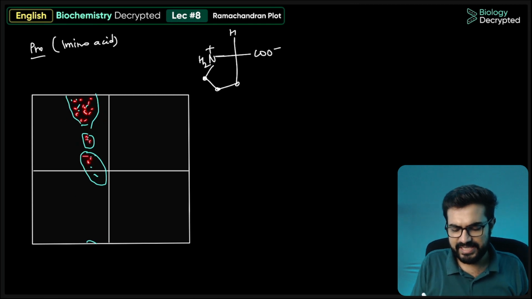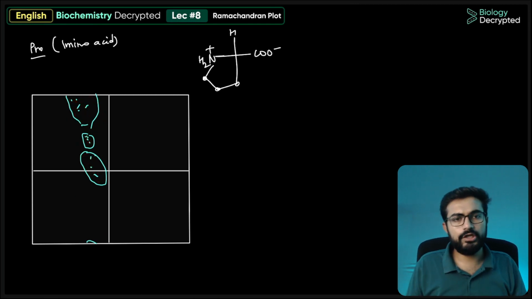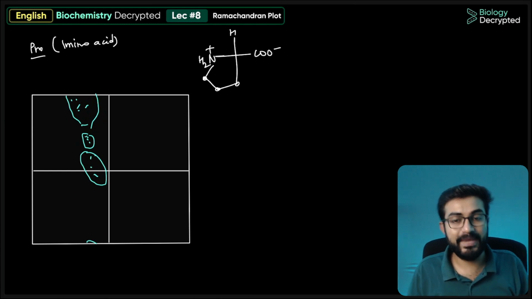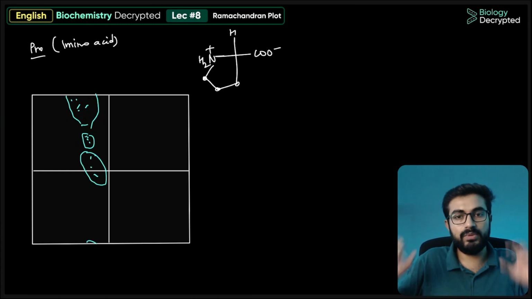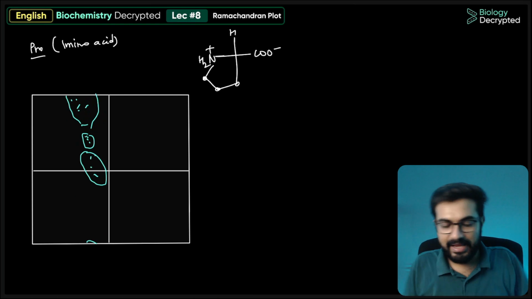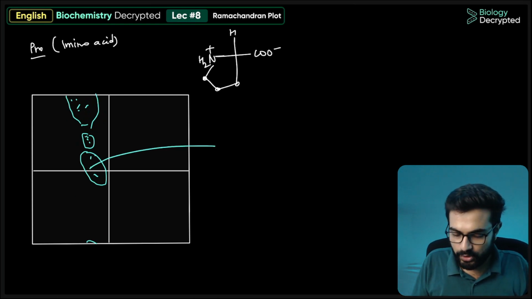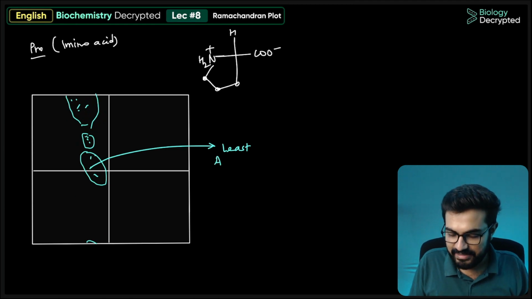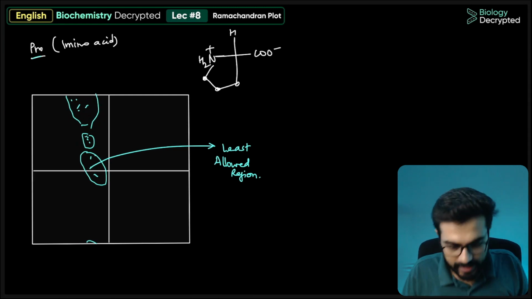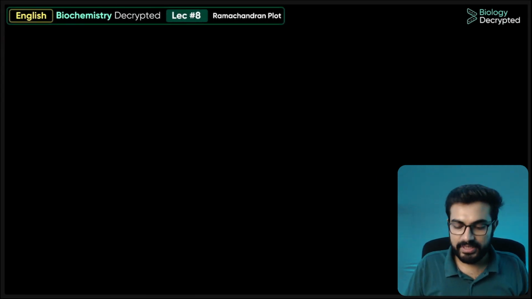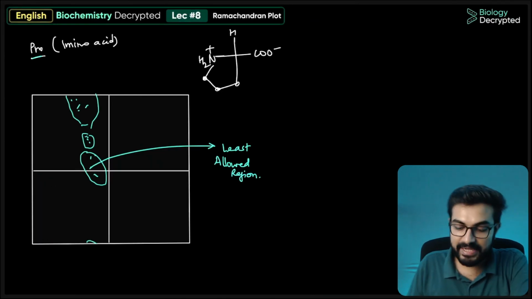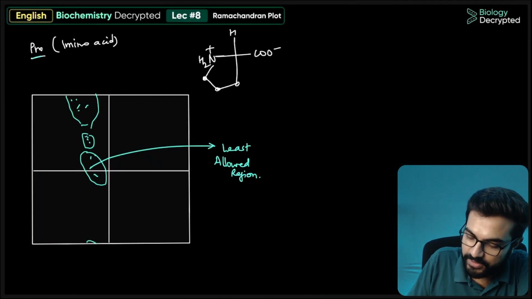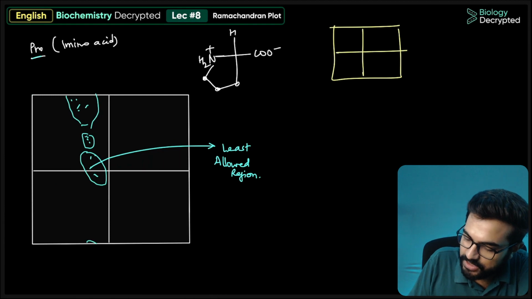But whatever the case may be, that would lead to some of the possible angles. But yes, again, overall, it won't lead to the formation of many secondary structures. It will be highly restricted, and therefore, what we can say is among all the amino acids, it has the least allowed region, and that's proline. Now, if we talk about D amino acids, let's say all these were L amino acids. Now, if we talk about D amino acids, what will the Ramachandran plot look like?